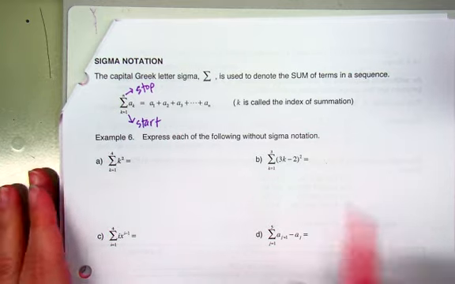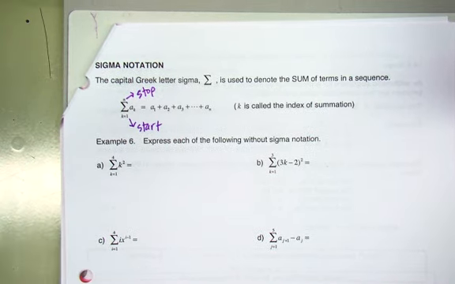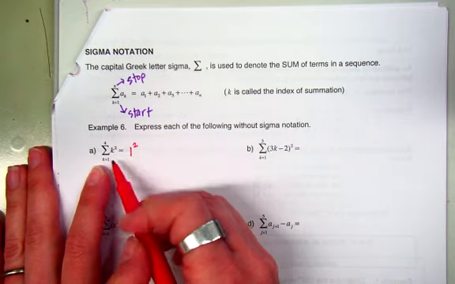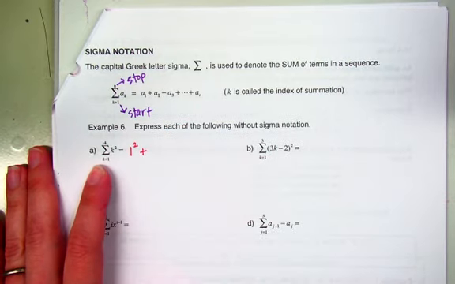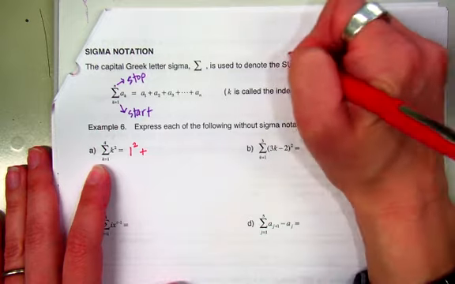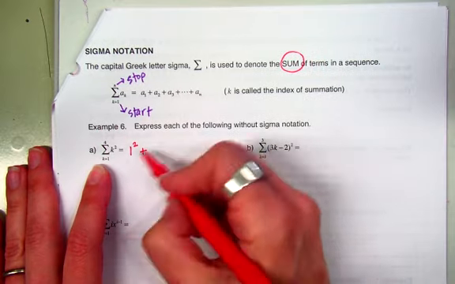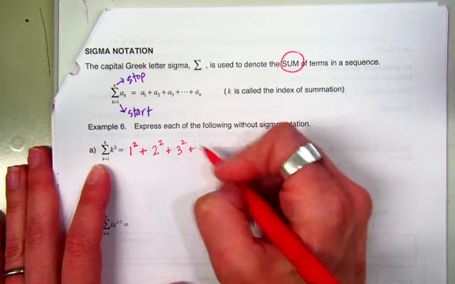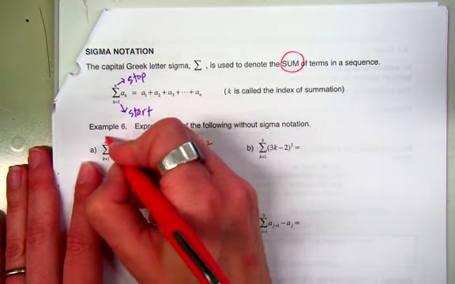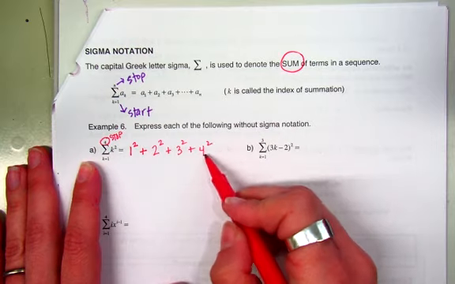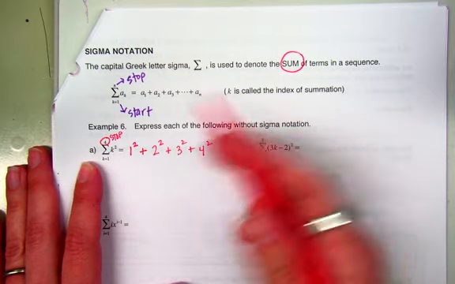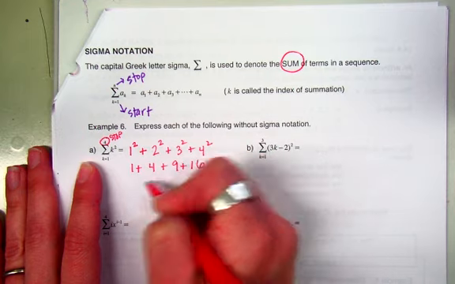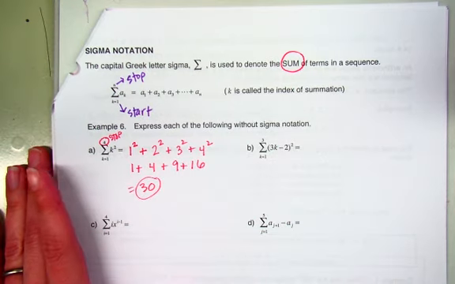So let's try example 6. Express each of the following without sigma notation. So I'm just going to plug in 1 for k, and I'll have 1 squared for the first one. And then plus, because sigma again is adding them up. It's the sum of all of these terms. So then I plug in a 2, 2 squared. Then I plug in a 3, 3 squared. Then I plug in a 4, 4 squared. And I have to stop when k equals 4 because that was my stopping point. So now I work this out. And that gives me 30.